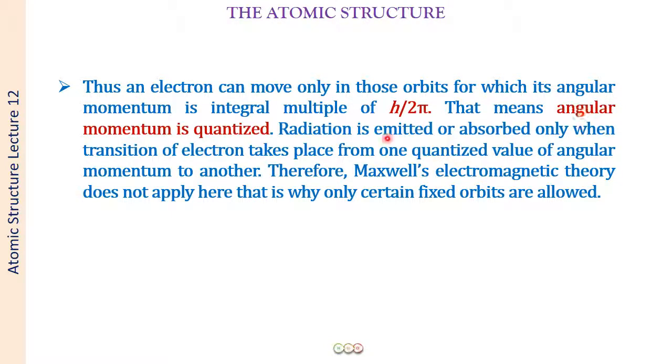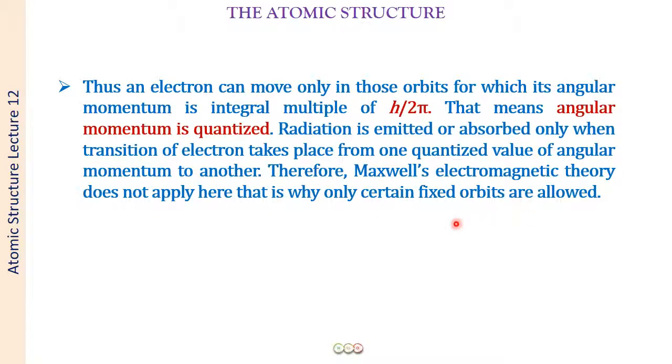So that meant that the angular momentum is quantized, and radiation is emitted or absorbed only when the transition of the electron takes place from one quantized value of angular momentum to another. So when will radiation be emitted or absorbed? When it is moving from one energy level to the other energy level. In between there is going to be nothing, right? So therefore Maxwell's electromagnetic theory does not apply here. That is why only certain fixed orbits are allowed, right?